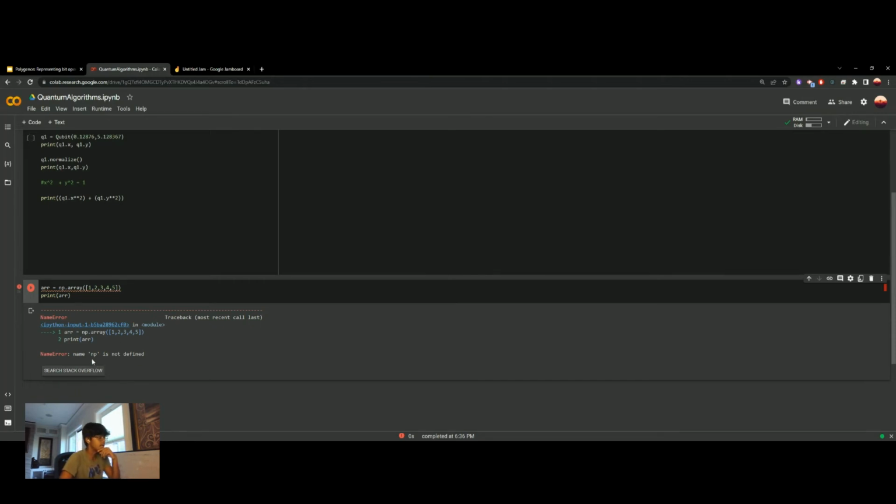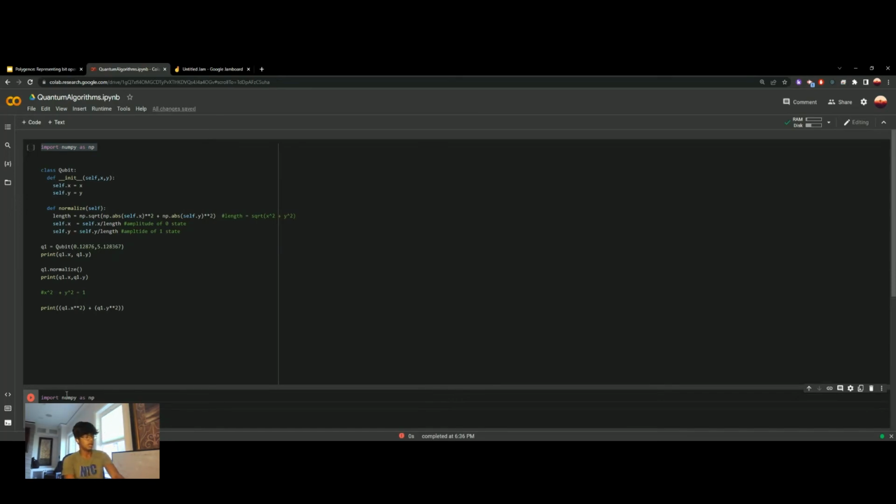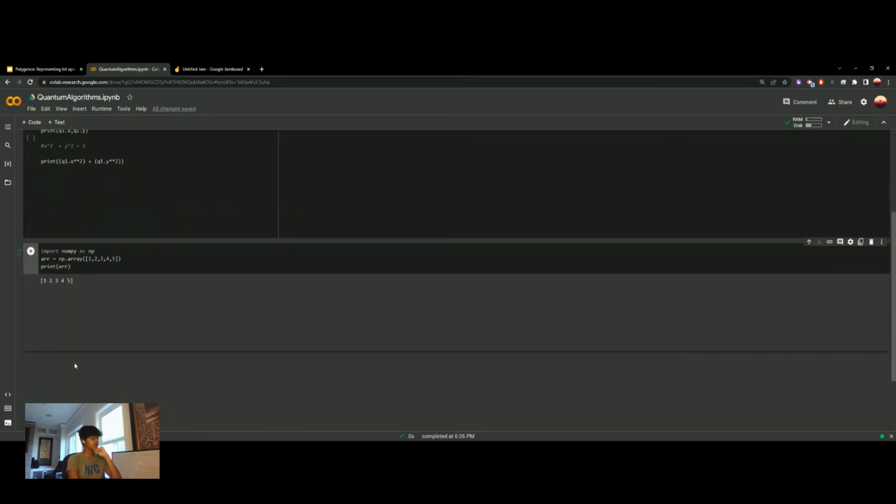Oh, it says name np is not defined. Maybe we should import it right here, because we do not want to forget to import our library. If we don't import our library, how can we access functions like array? So now we have 1, 2, 3, 4, 5 exactly.